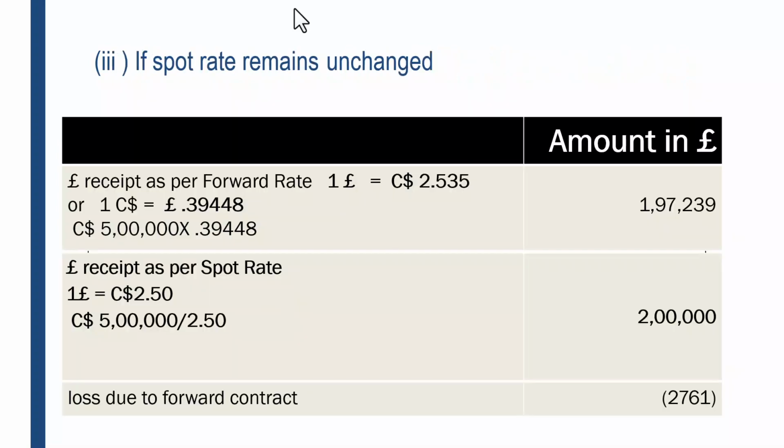Now, the last one. If it remains unchanged, you would have got the original rate, the interest 2.5 that came in the theory, so 5 lakh divided by that, you would have got 2 lakh pounds. But since you went into a cover, you lost 2,761 pounds. Is that okay? Is that clear?